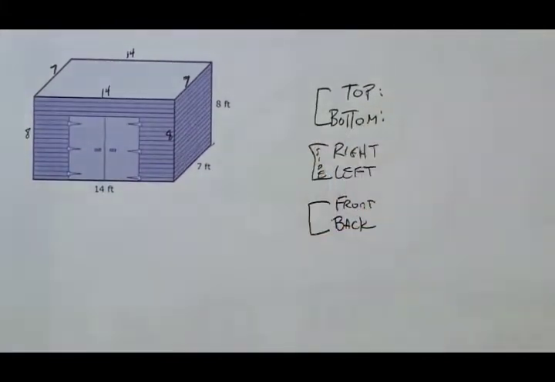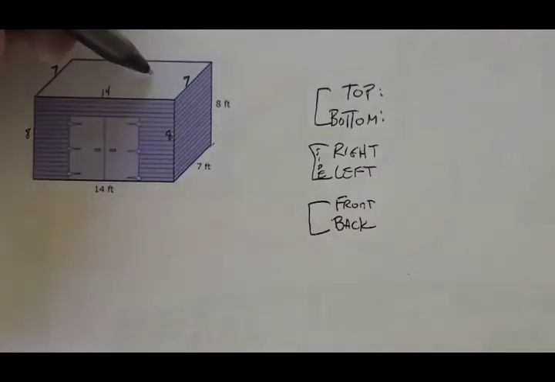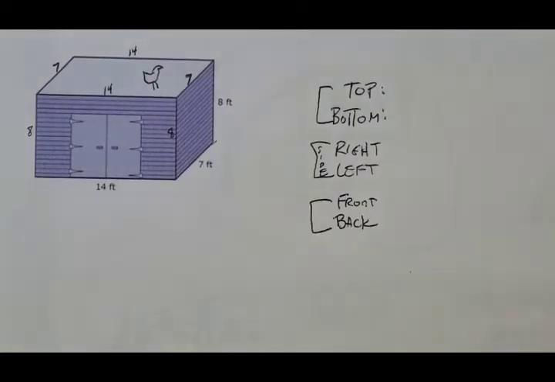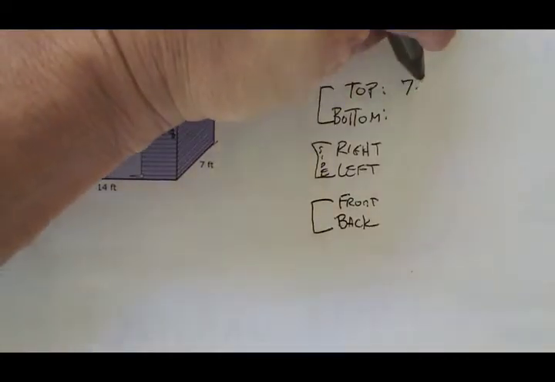All right, here we go. So the top is up here, and it's where the bird is. There's a bird. It's on the roof. Dang, that's a good bird. Anyway, so the top has a bird on it, and it's 7 by 14.